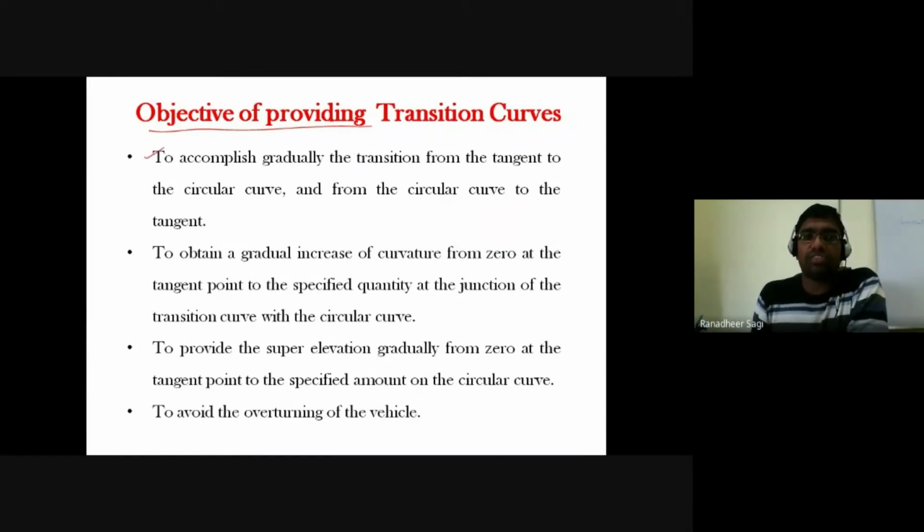What are the objectives for providing these transition curves? It is ultimately to accomplish a gradual, slow change in the curvature of that particular circular curve at its starting part as well as at its end part. In order to fulfill that, we provide this transition curve, to obtain a gradual increase of curvature from zero at the tangent point to the specified quantity at the junction of the transition curve with the circular curve.